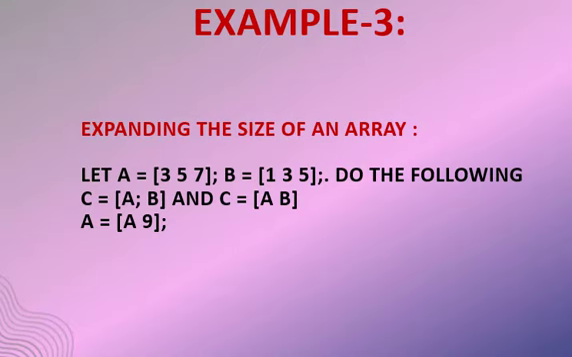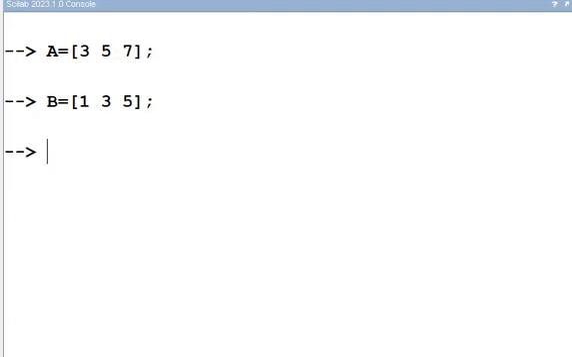Example 3 is saying that we have vectors A and B. We need to expand the size of the array by writing C as A semicolon B and A space B. So let's try it. We are having A values as 3, 5, 7. Here I have defined A and B. Now if I write A and B together, let's see what will happen. The elements of A and then comes the elements of B, meaning I have created C with the help of A and B both.